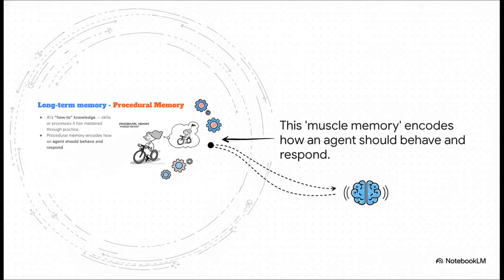Yeah, the bicycle analogy here is just perfect. Once you learn how to ride a bike, you don't have to consciously think about every little movement, right? It just becomes automatic. Well, procedural memory lets an AI encode behaviors, like maybe adopting a certain tone or following a specific workflow, so they become totally second nature.